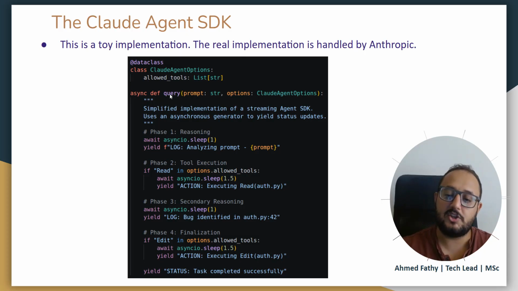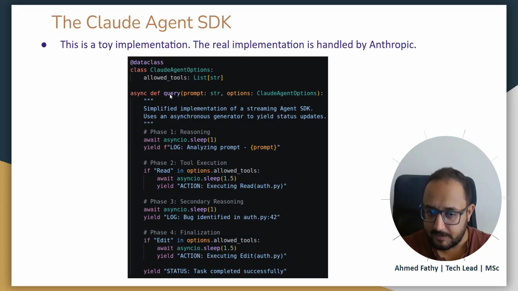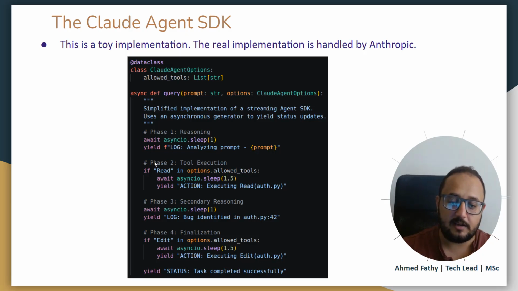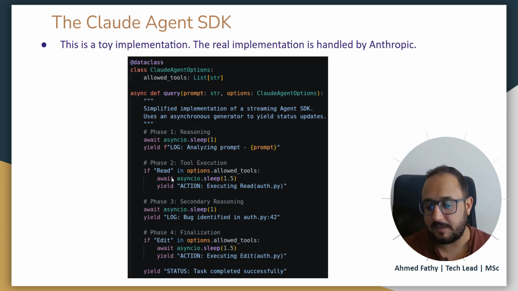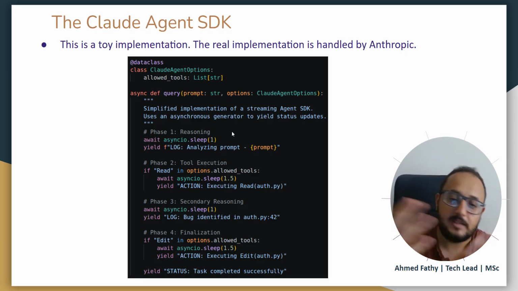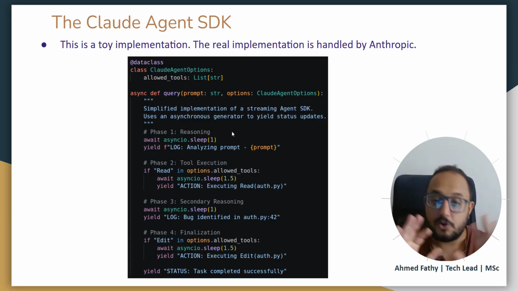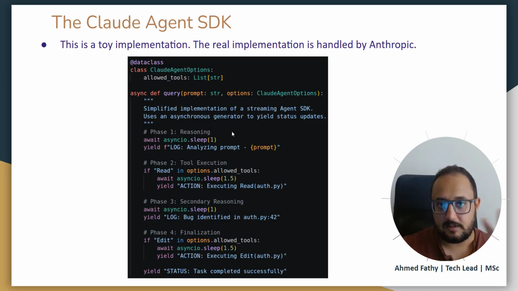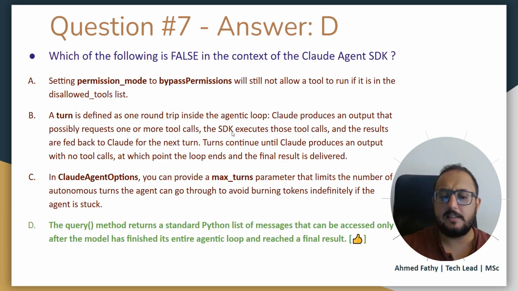The real implementation is obviously handled by Anthropic. So here is async def query, and then for example you have something, and then you yield, and then for example if you have some allowed tools, and actually the LLM wants to use a specific tool that is read, then you do something else, and then you yield, and so on. So this is really a very simplified example of the query method, but it gives you an idea of what I'm trying to say. So this is the answer to the question.